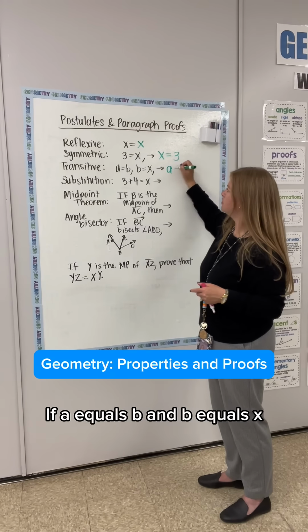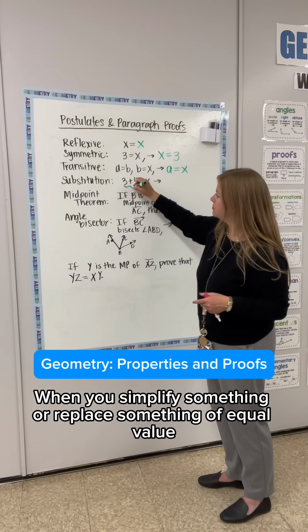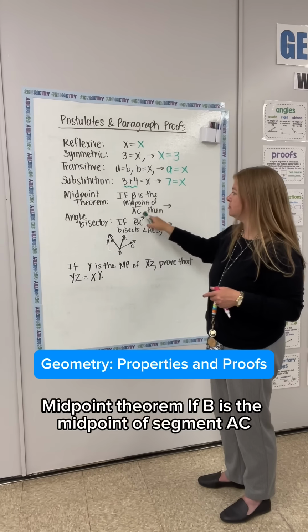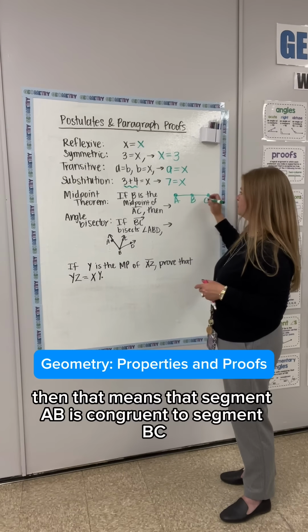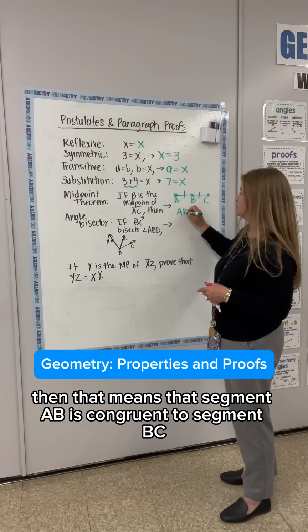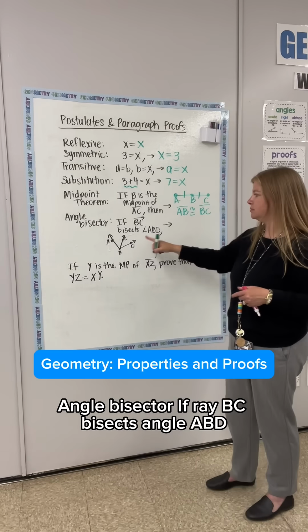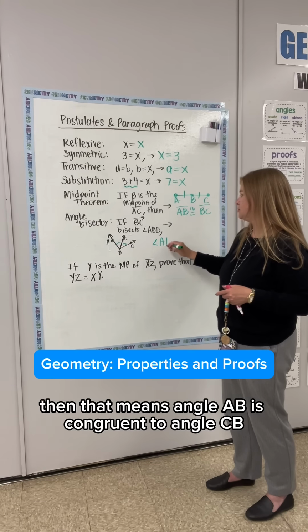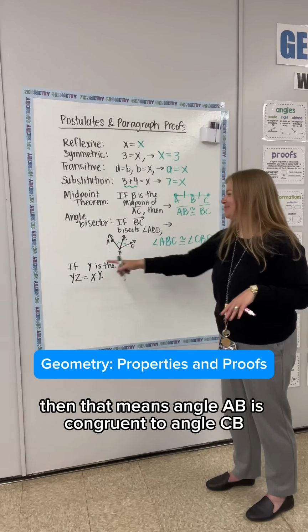If a equals b and b equals x, then a equals x. That's the transitive property. When you simplify something or replace something of equal value, that is substitution. Midpoint theorem: if B is the midpoint of segment AC, then that means that segment AB is congruent to segment BC. Angle bisector: if ray BC bisects angle ABD, then that means angle ABC is congruent to angle CBD.